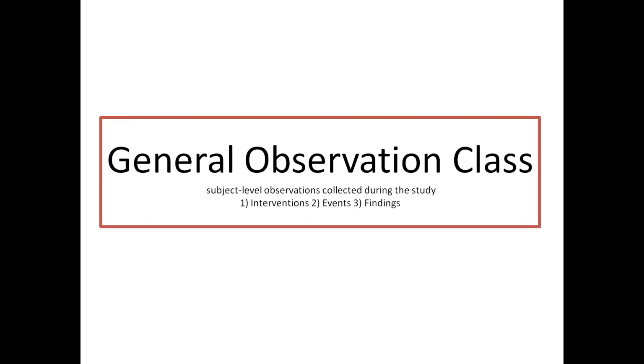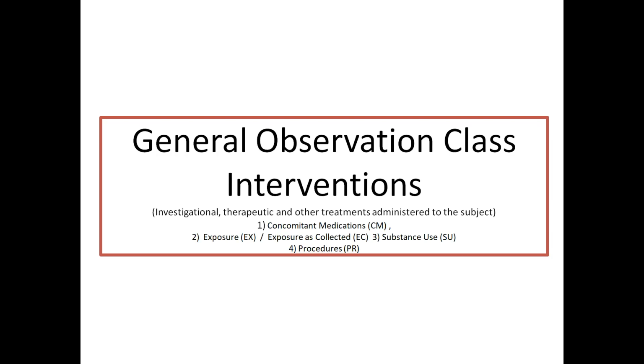So as of now, we have seen the special purpose domains. Now I am going to discuss the general observation class. The general observation class is subdivided into three sections: interventions, events, and findings. The general observation class contains all subject level observations collected during the clinical study. And the first one is the interventions.